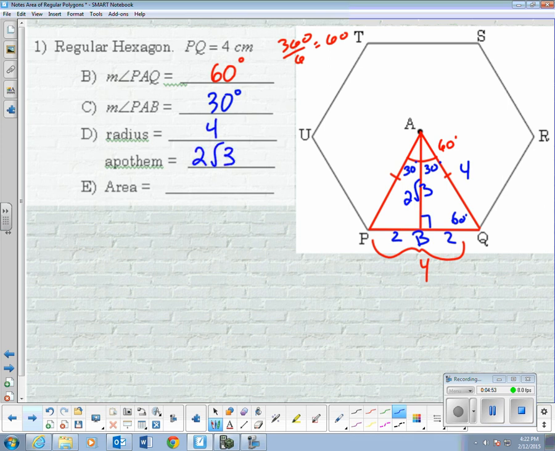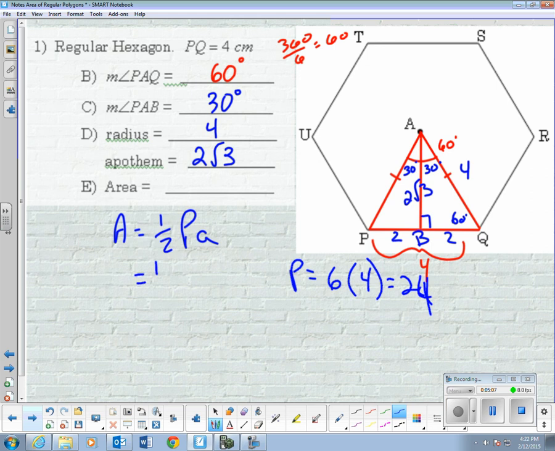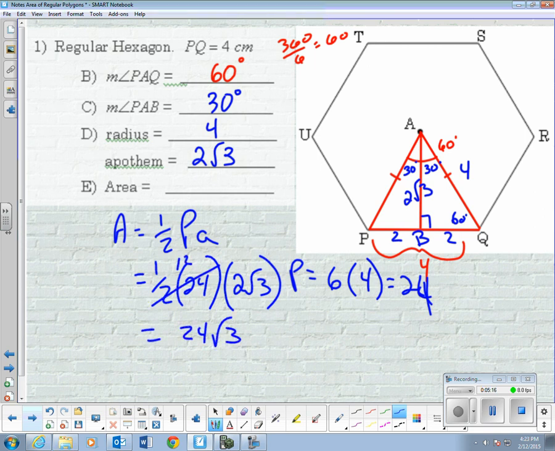So if we want to find the area, this area is equal to 1/2 perimeter times apothem. Let's do our perimeter work over here to the side. There are 6 sides and each side is 4, so that's 24 units there. And so area is equal to 1/2 times 24 times my apothem, which is 2 square root of 3. And therefore this answer is 24 square root of 3 centimeters squared.